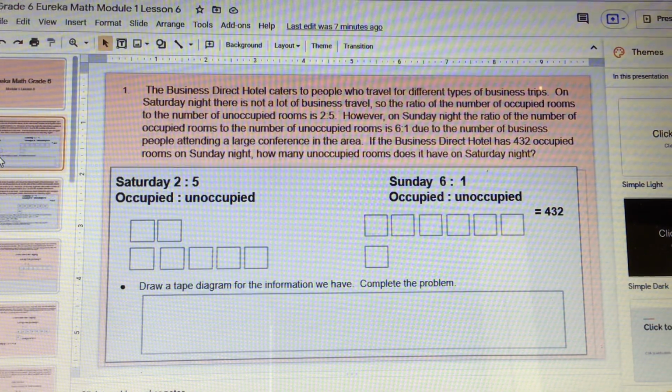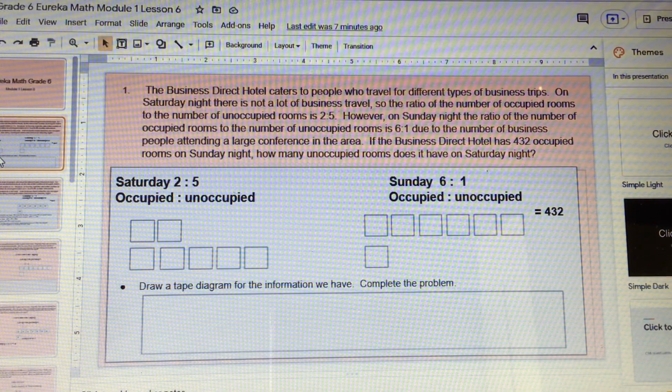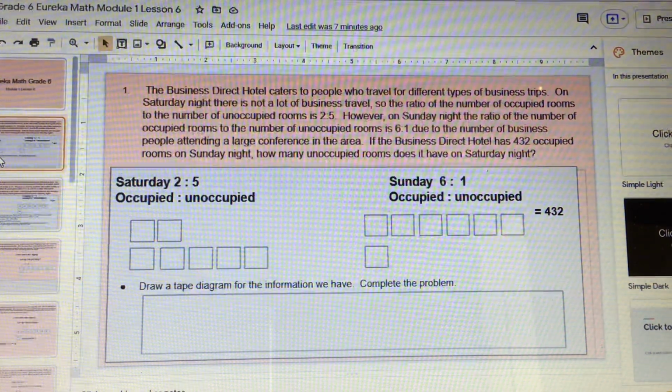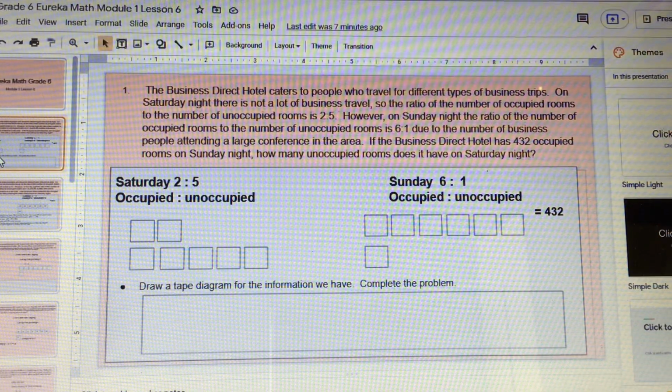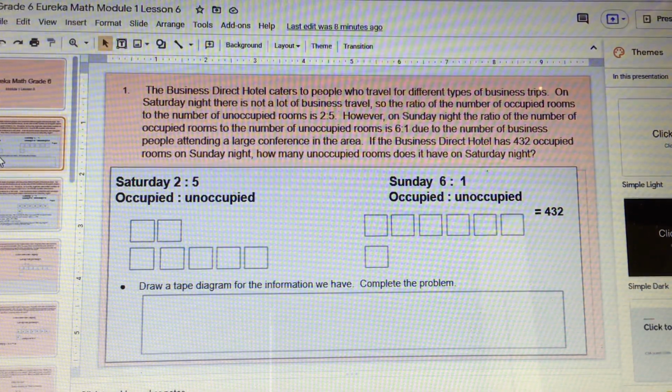Okay, our first problem is: the Business Direct Hotel caters to people who travel for different types of business trips. On Saturday night, there is not a lot of business travel, so the ratio of the number of occupied rooms to the number of unoccupied rooms is 2 to 5. However, on Sunday night, the ratio of the number of occupied rooms to the number of unoccupied rooms is 6 to 1 due to the number of business people attending a large conference in the area. If the Business Direct Hotel has 432 occupied rooms on Sunday night, how many unoccupied rooms does it have on Saturday night?